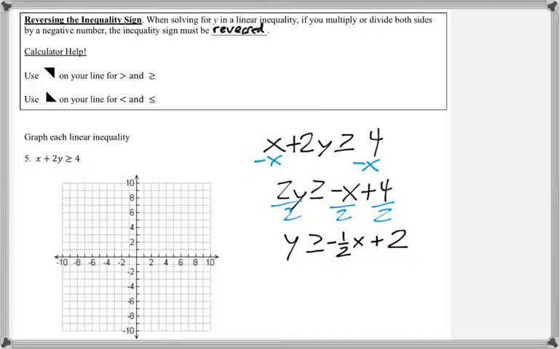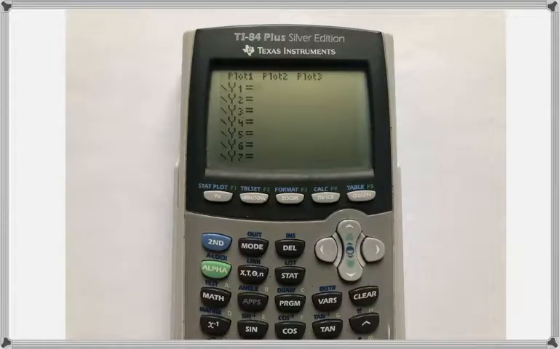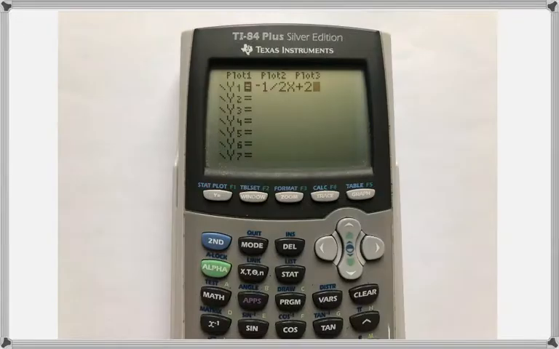So I did not multiply or divide both sides by a negative number. So that never happened, so we don't need to worry about reversing the inequality sign on this problem. So it stays in the same direction. So now that we've isolated for y in the linear inequality, we can type it into the calculator. So if you go to the y equals menu and type in -1/2 x plus 2, this will be our line. So we just need to worry about the shading.